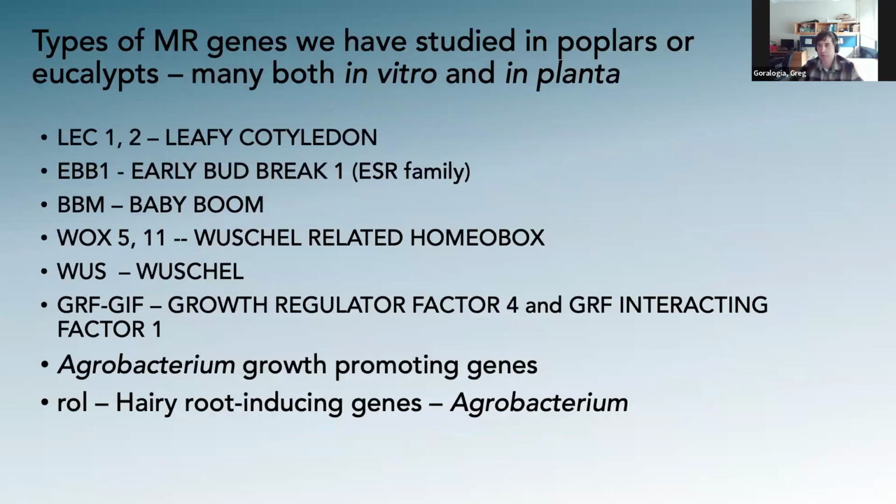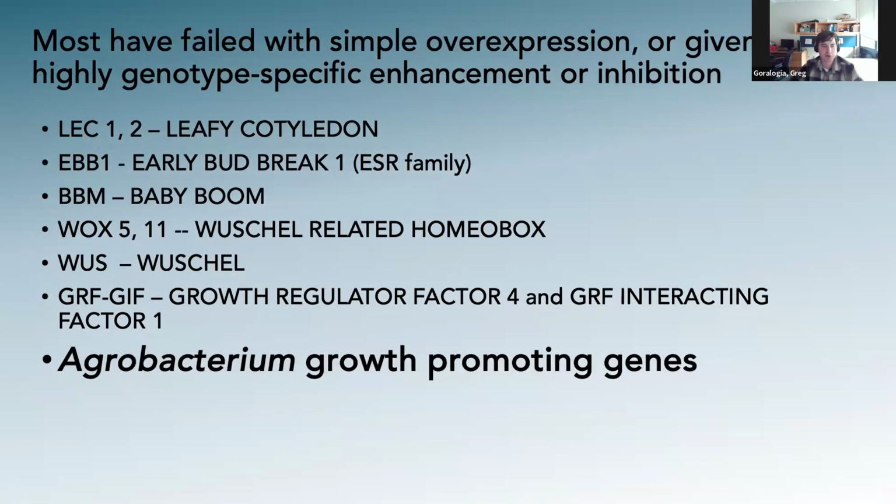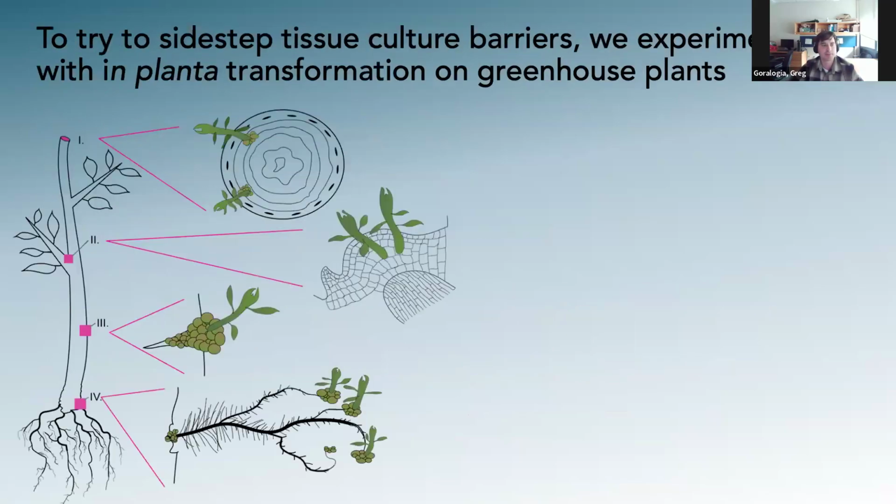And we've worked with a lot of morphogens. Woody dicots are hard, and a lot of these, particularly Wuschel, Baby boom, and WOX genes, often really suppress regeneration in our system. So my focus has actually been on genes from Agrobacterium, which seem to work better in some of our woody dicot species.